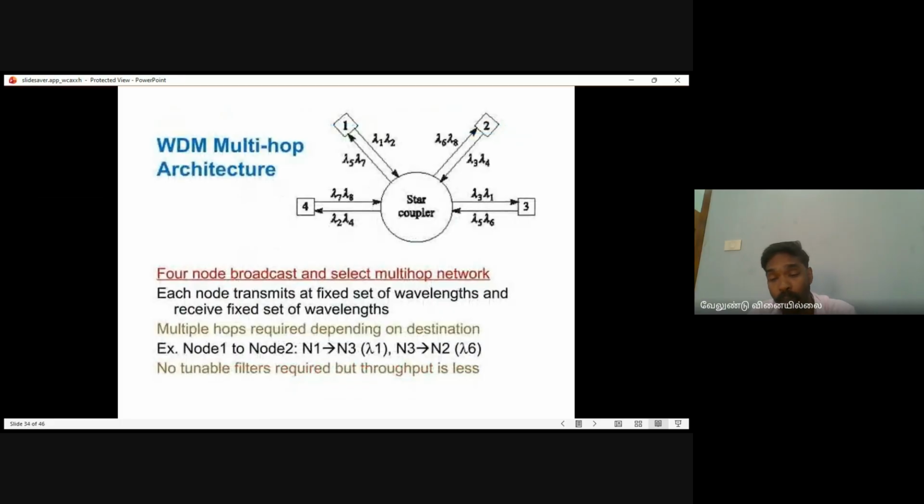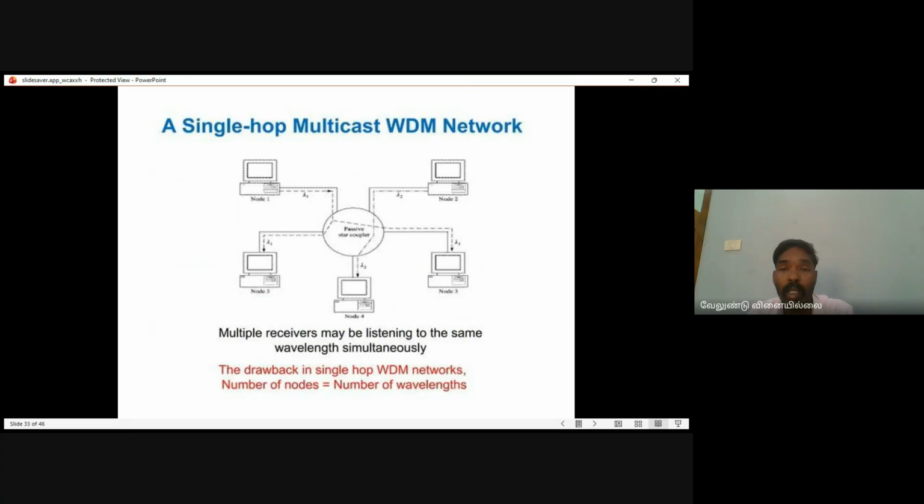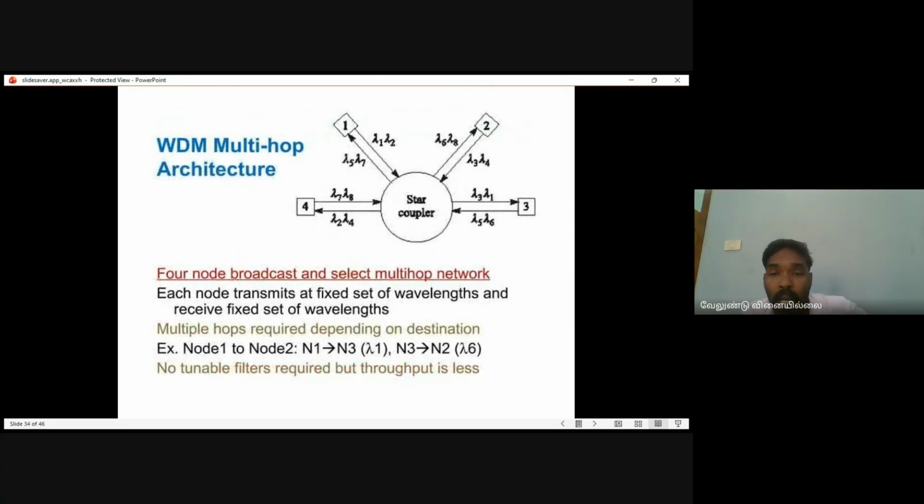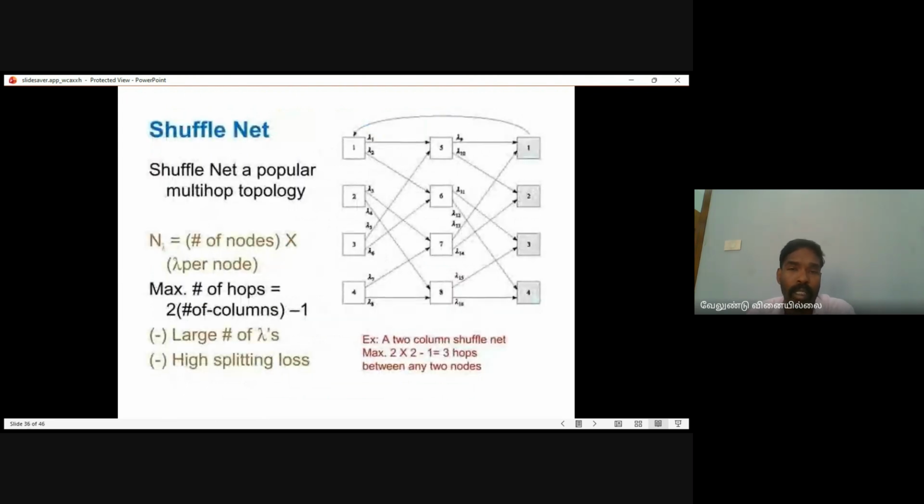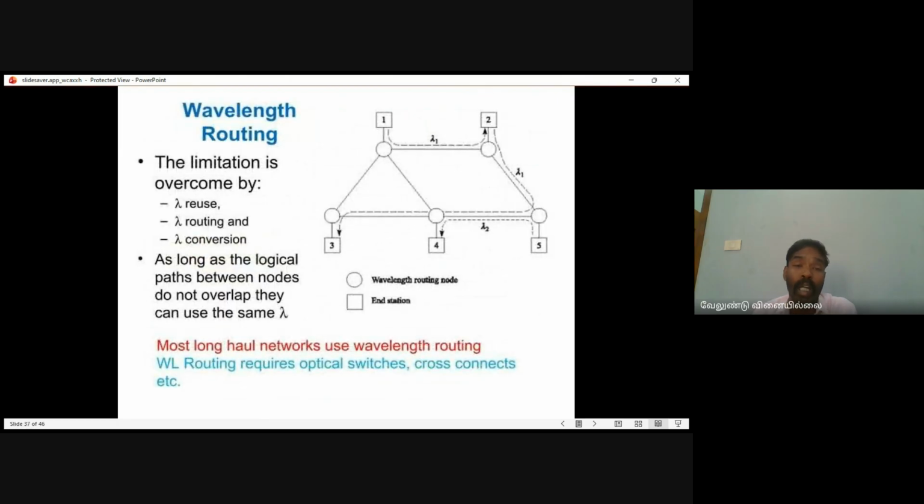Now the WDM multi-hop architecture. This is good. The previous one was a single hop. Here the data can hop to any places; hop means jumping over. It's a WDM multi-hop architecture. The data packet has a header first and then data below. In the header are the source identifier, destination, and other control information. These are the common data packets, as you know from networking in your BSc. It's a shuffle net, a shuffling network. In wavelength routing, it is routed by the wavelength, not by the data packets or any other things.